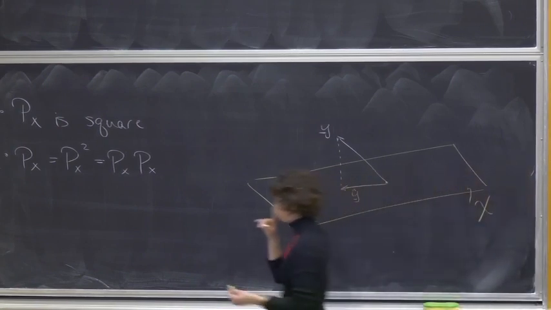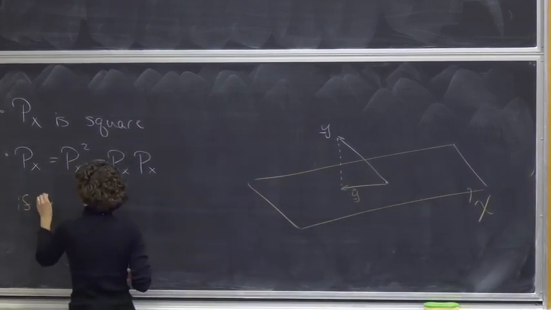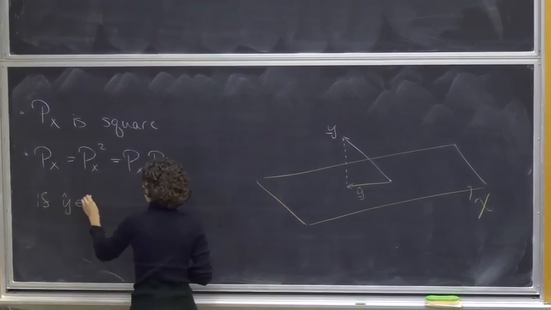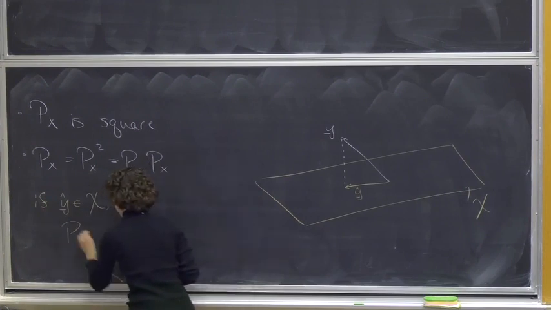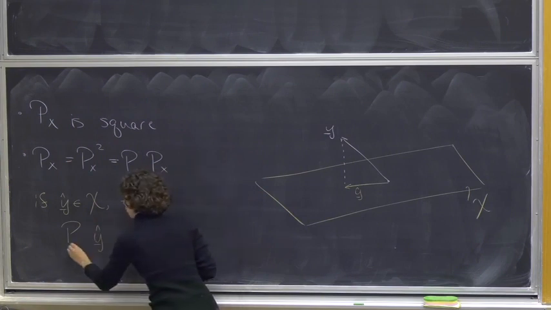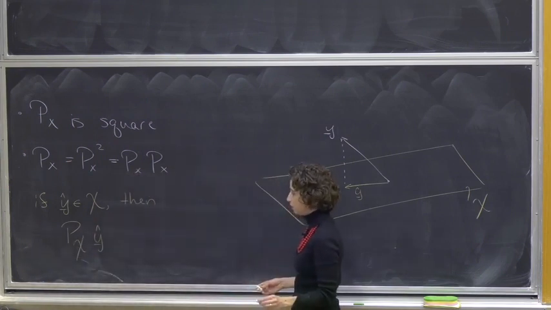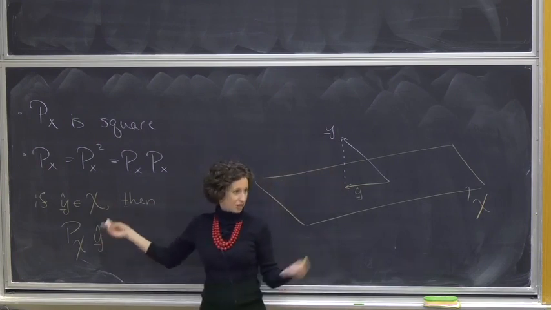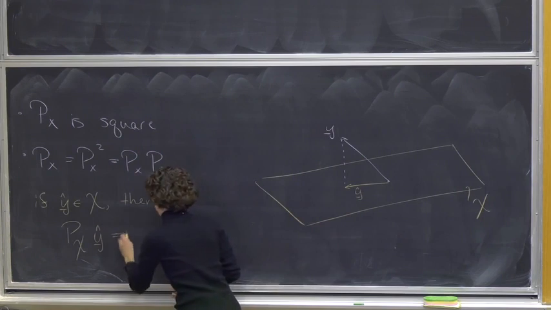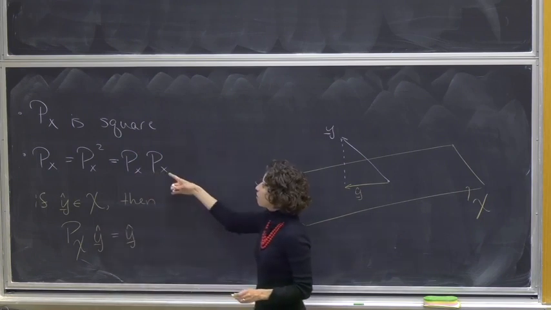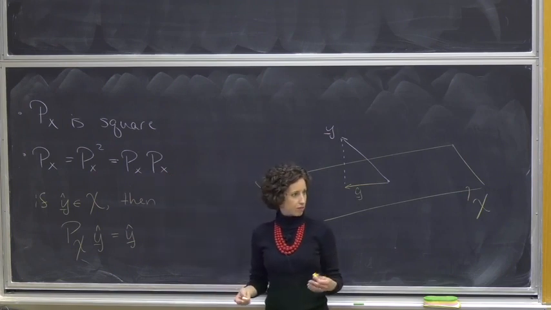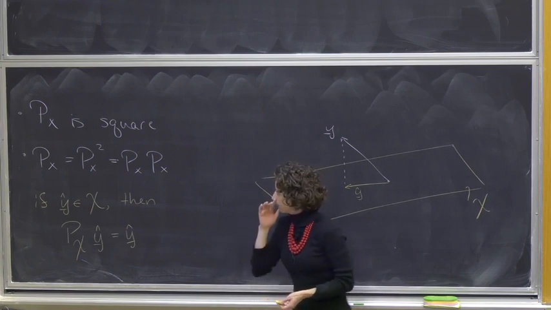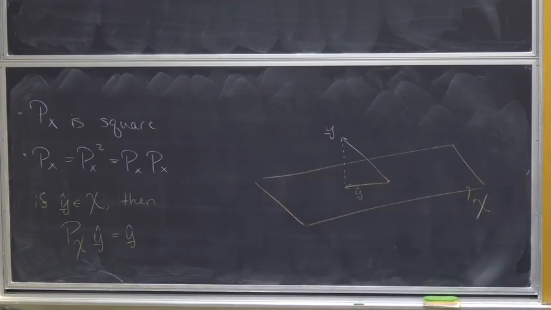So if y hat is inside the subspace, then if I try to take y hat and find its closest point in the subspace, well, since it's already in the subspace, its closest point in the subspace is itself. It's just y hat. So I can take a point and project it into the subspace and then do it again and again and again. But after that first step, nothing changes. I'm already in the subspace.